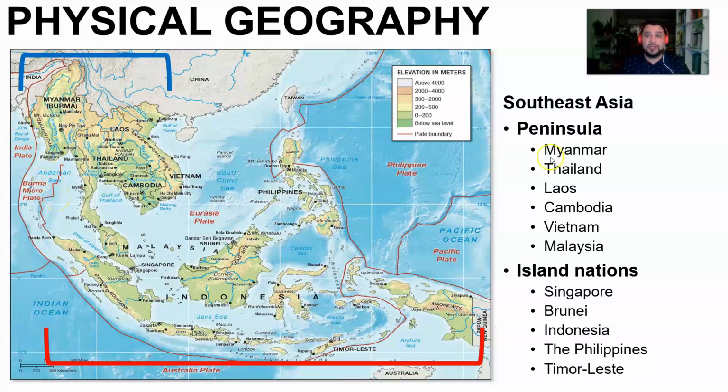We have the Peninsula, which is composed of countries like Myanmar, Thailand, Cambodia, Laos, Vietnam, and Malaysia, and also the island nations, the insular part of Southeast Asia, which includes countries like Indonesia, which is the largest by far, the small island city-state of Singapore, the Sultanate of Brunei, the Philippines, and Timor-Leste, a Portuguese-speaking Christian country just south in the southern islands of Indonesia.